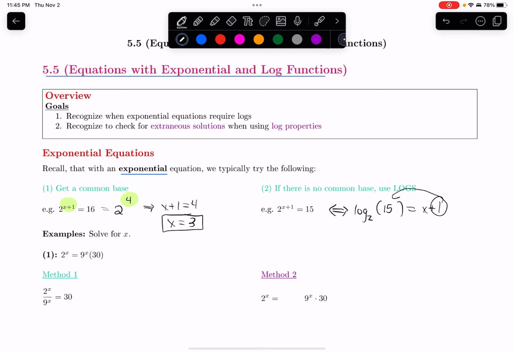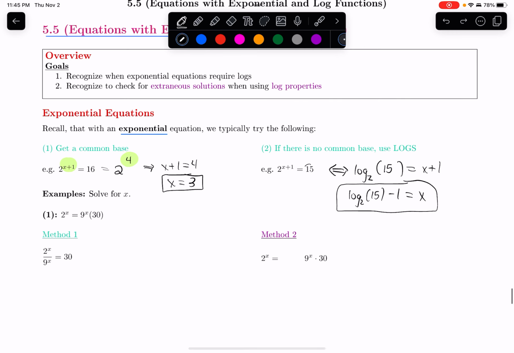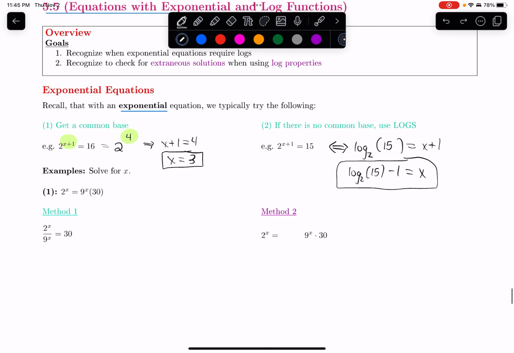Now I'm one step away from isolating the x. I move the 1 over by subtracting it. That gives me log base 2 of 15 minus 1 equals x. And the 1, I can't distribute that into the log. That's not a rule. The 1 was outside of the log, so it's staying outside of the log when I subtract it. Again, if there is no common base, and with the 15 and the 2 there is no nice common base, then I'm going to use logs to solve it like we just did here. Okay, let's do some more examples.